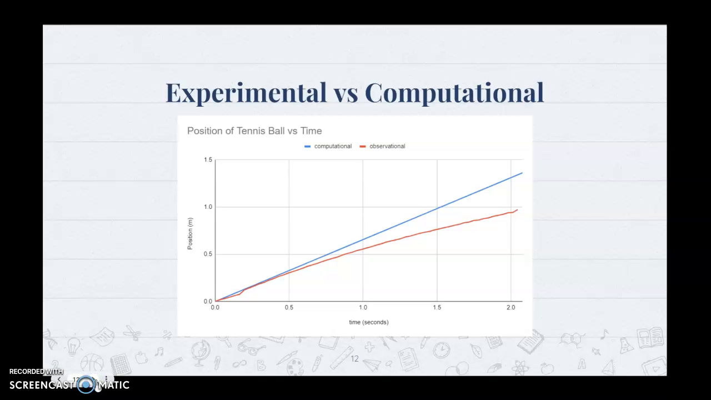When we compare both the graphs of my experiment and the computational model, it becomes much more clear that the observational model had problems in simulating an environment with zero net force. The red line is my observational line, and it reveals that the tennis ball was decreasing in speed and velocity over time, but in the computational model, the ball remained in constant motion. This is due to outside forces such as friction or air resistance acting upon the ball, which cause it to decrease in speed.